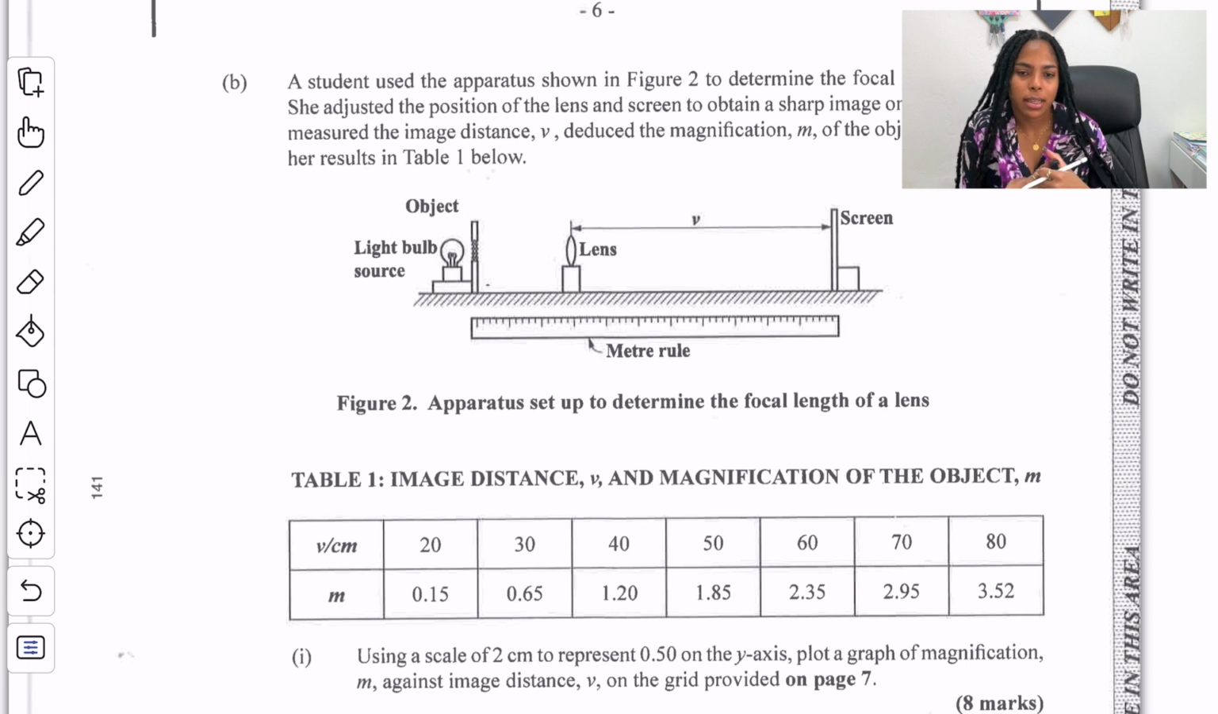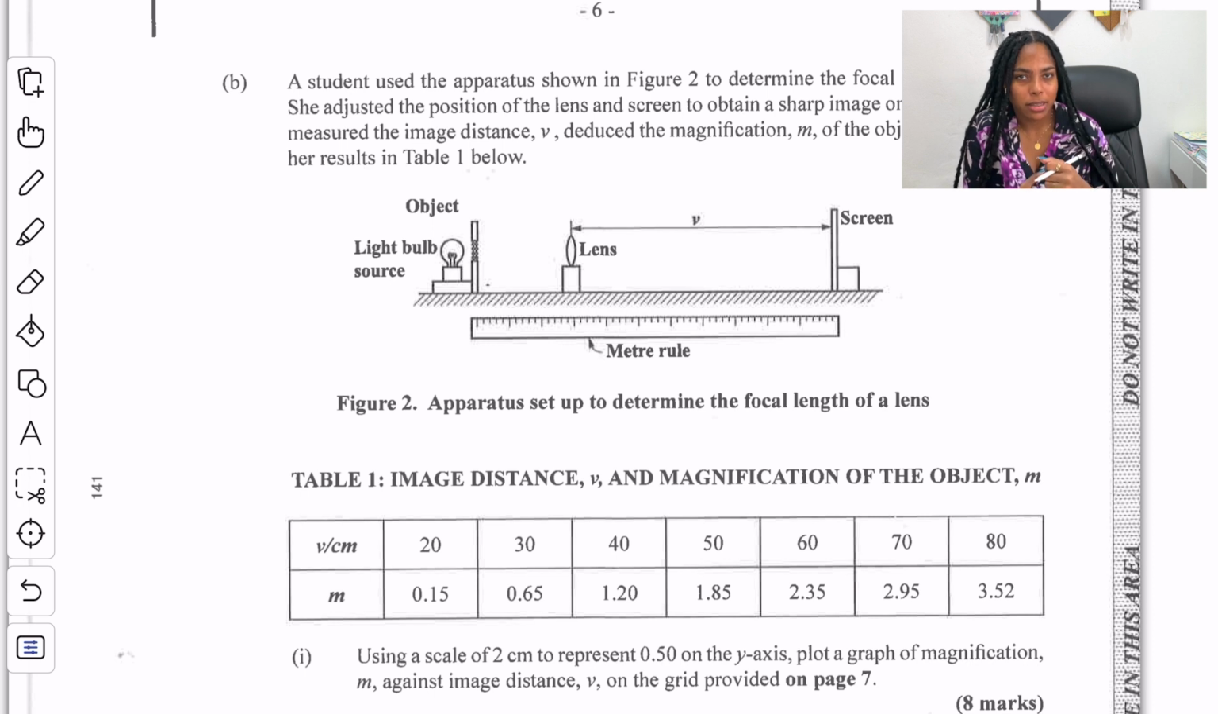They gave us all of the values for V and the values for M. We didn't have to plug in any values, and they actually gave us the scale for the graph too. So using a scale of 2 centimeters to represent 0.5 on the y-axis, plot a graph of magnification, which is M, against image distance V on the grid provided.